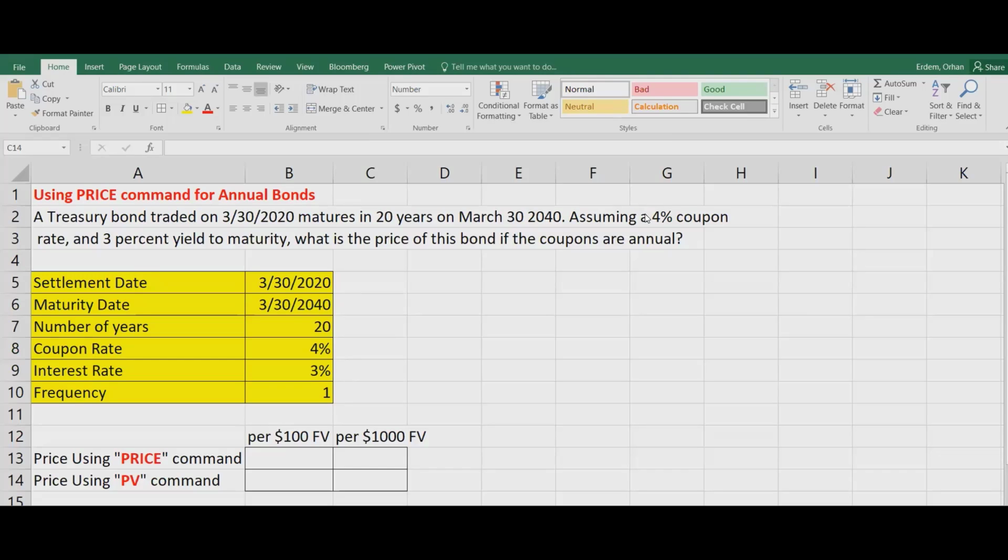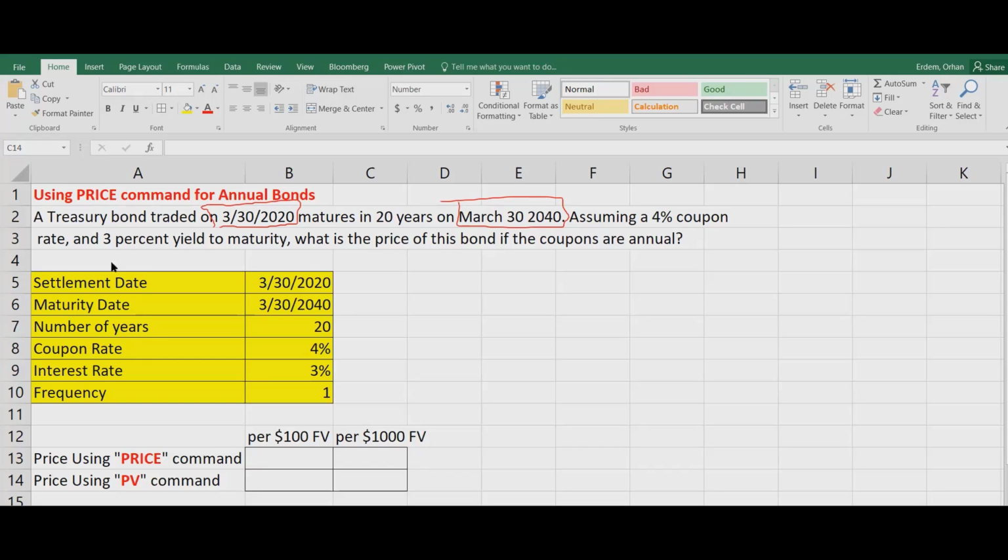Even though the PV function is more than enough for bond price calculations, there is another function, PRICE, which might be of some use in some cases, especially when we have specific dates like January 1st, April 15th, etc. Let's take a look at this question to understand how useful it is. There's a treasury bond traded on March 30, 2020 that matures in 20 years on March 30, 2040. Assuming a 4% coupon rate and 3% yield to maturity, what is the price of this bond? So this bond is traded on this day, and this is the maturity date. There are specific dates, so I'm going to use these dates in the PRICE function.